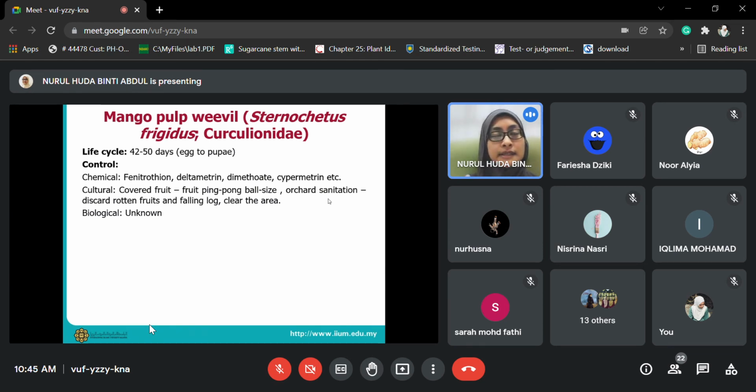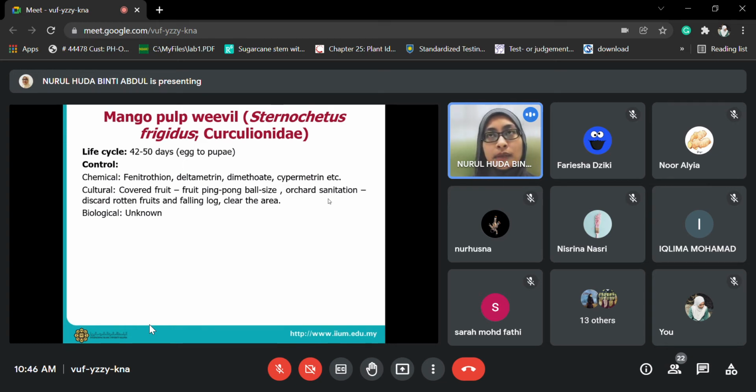And for the biological is unknown because this one is actually infest inside the fruit. So you cannot use any biological control that can penetrate inside the fruit. So that's why the biological is unknown. Otherwise, you have the biological method or biological animal or organism that can attack the adult or the eggs itself, where yang ada dekat, yang exposed to the outside environment. Sebab yang dalam tu, of course, it's almost impossible to control lah.